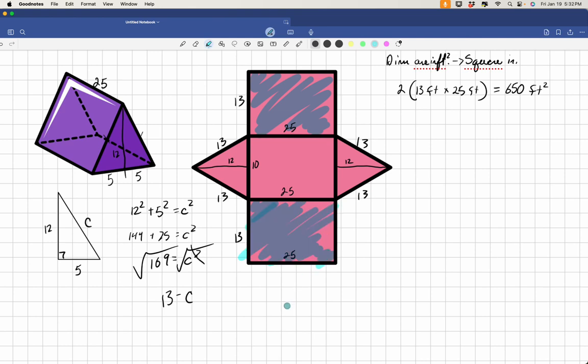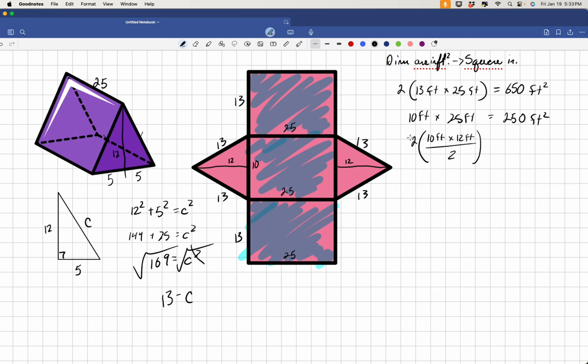All right, those are done. So now let's do the base. So we've got 10 feet times 25 feet, which is 250 feet squared. So now we've got this one done. Just like that. All right, so now we're going to do our two triangles. So 2 times the area of a triangle, which is base times height divided by 2. So the base is 10, height is 12.